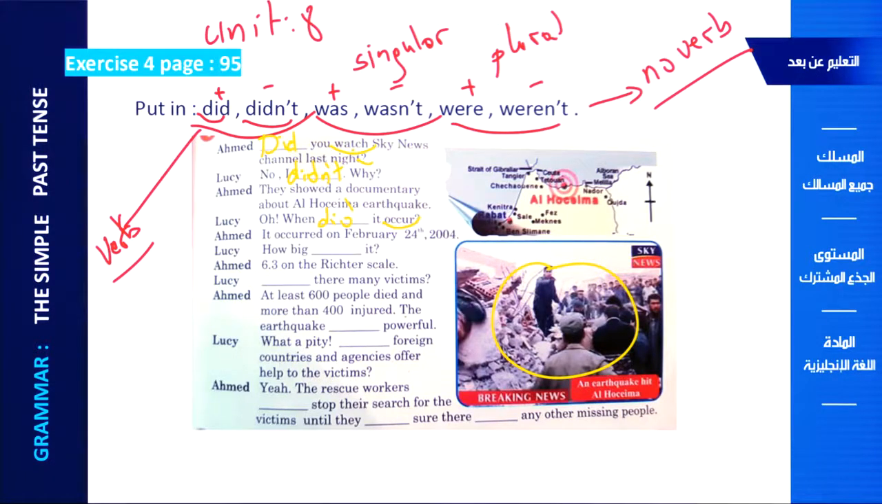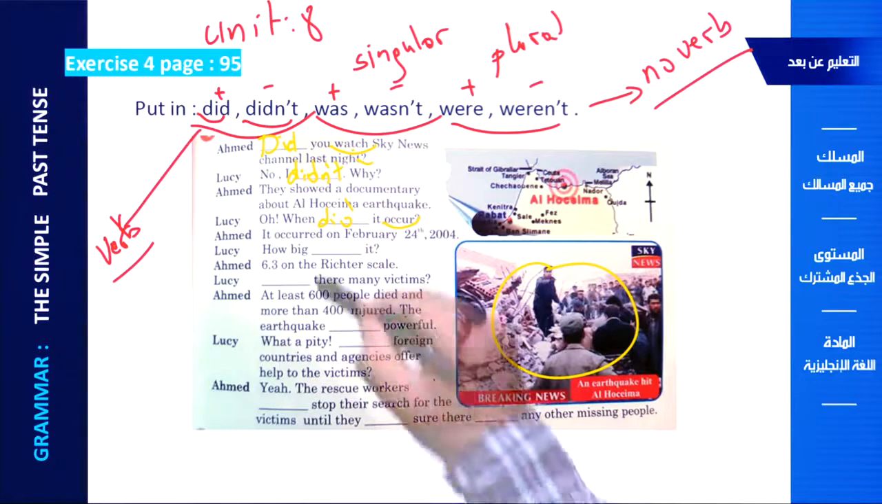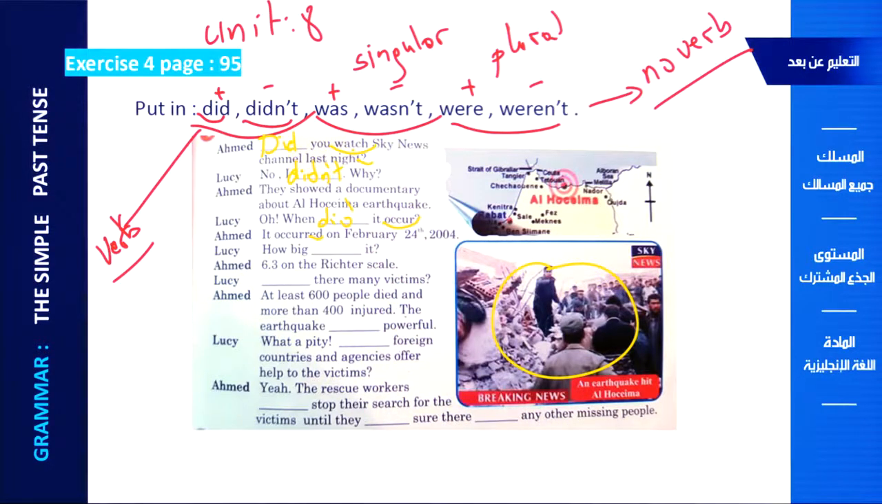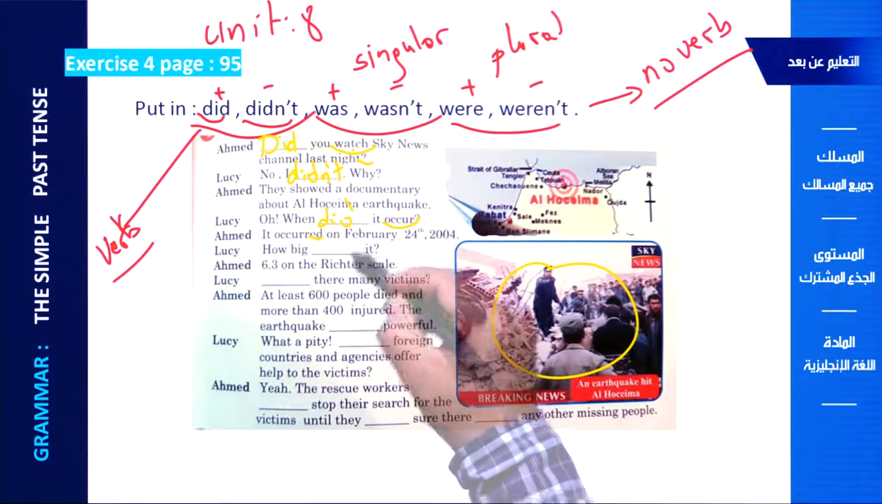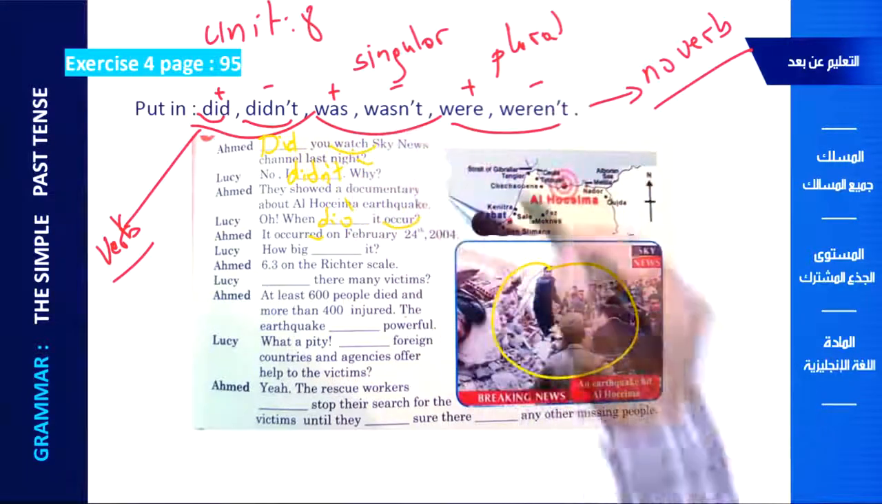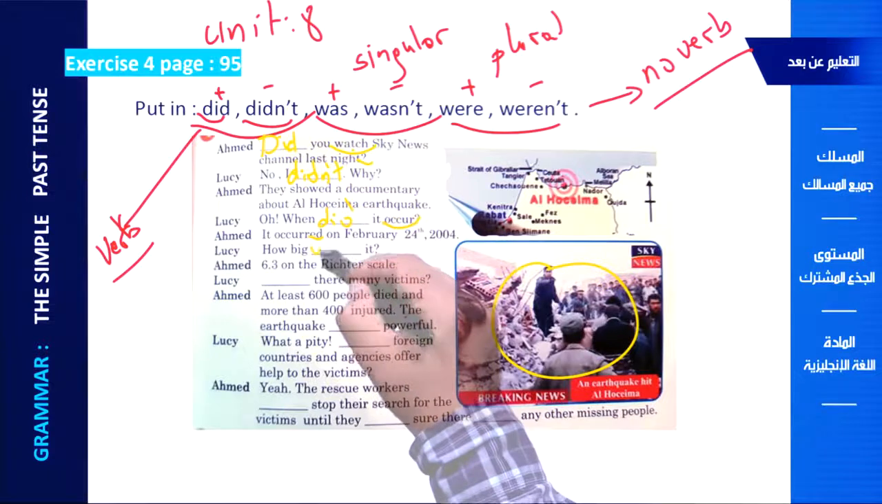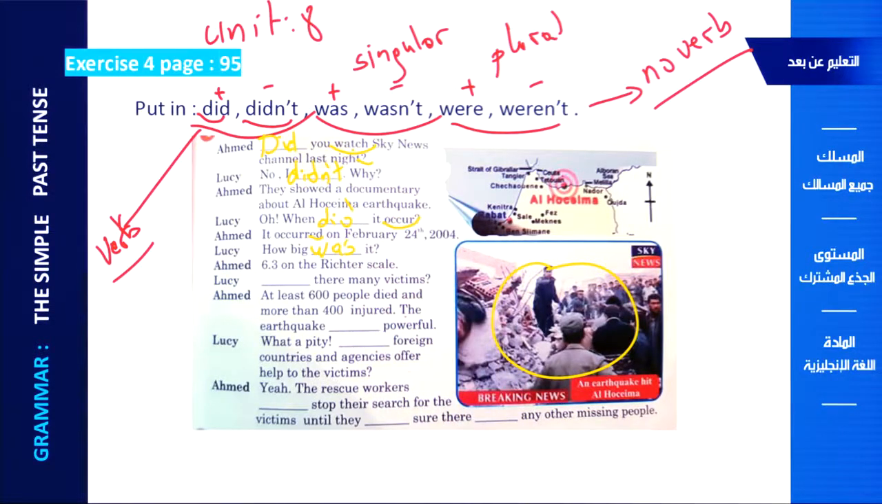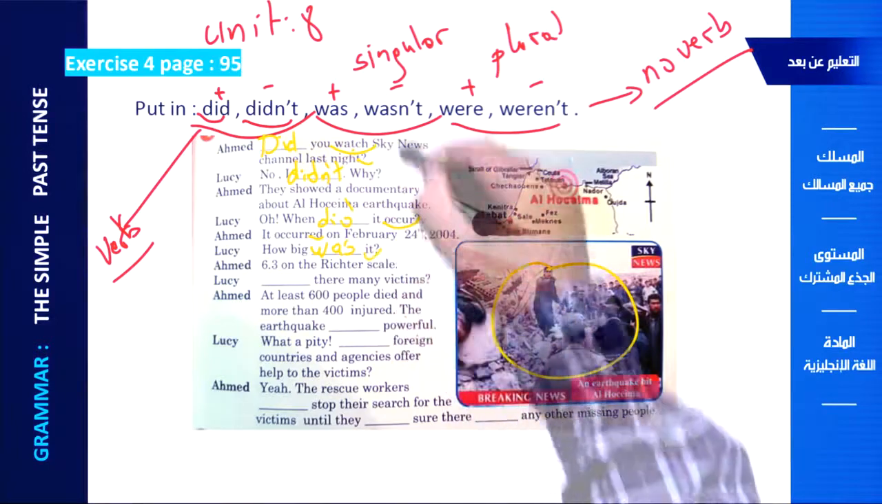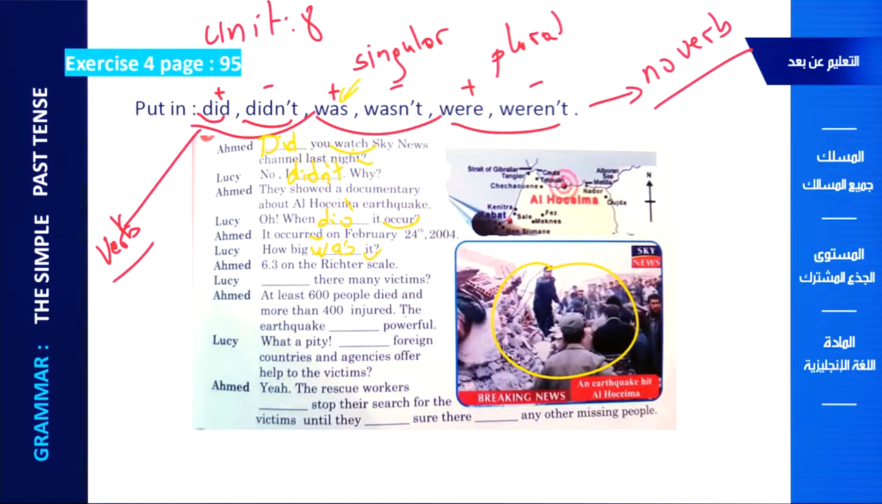So what do we say here? When did it occur? Ahmed said, it occurred. That's why I answer with ed, as you can see here. It occurred on February the 24th, 2004. How big? The question here is how big. But here, as you can see, dear students, we don't have any verb. That's why we use to be. I'm talking about 2004, so how big was it? And it is singular. That's why we use was. 6.3 on the Richter scale.